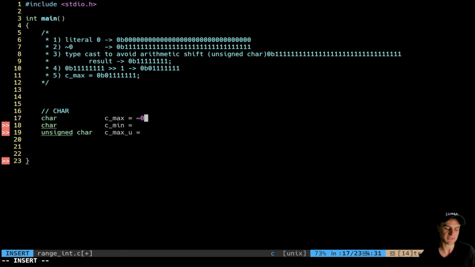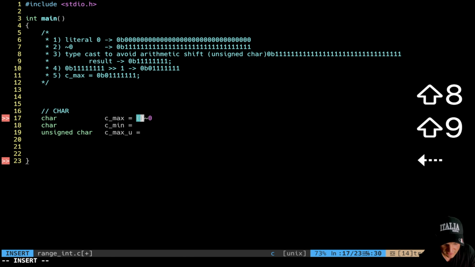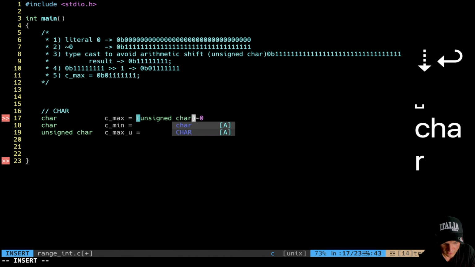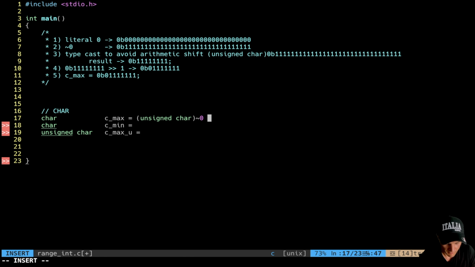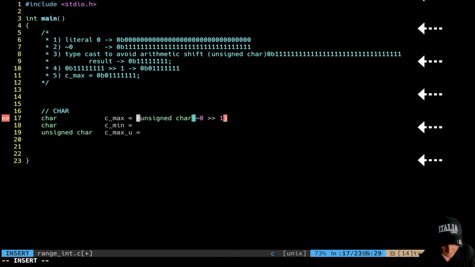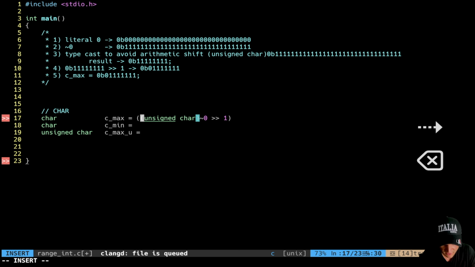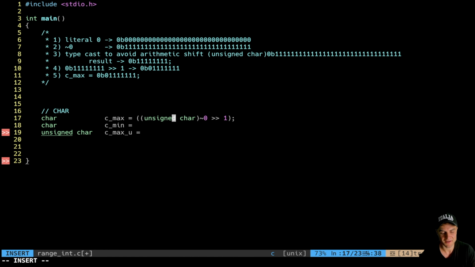So tilde 0. Now I have to typecast this to an unsigned char, so I can perform my shift 1. Okay, let's close this in round braces. So pay attention here to the precedence. We have the unary operation tilde on 0, that's going to perform first. Then we have the cast second, and then we have the shift third. The order here is important. So now I have this value, right? After this expression. And that's it.